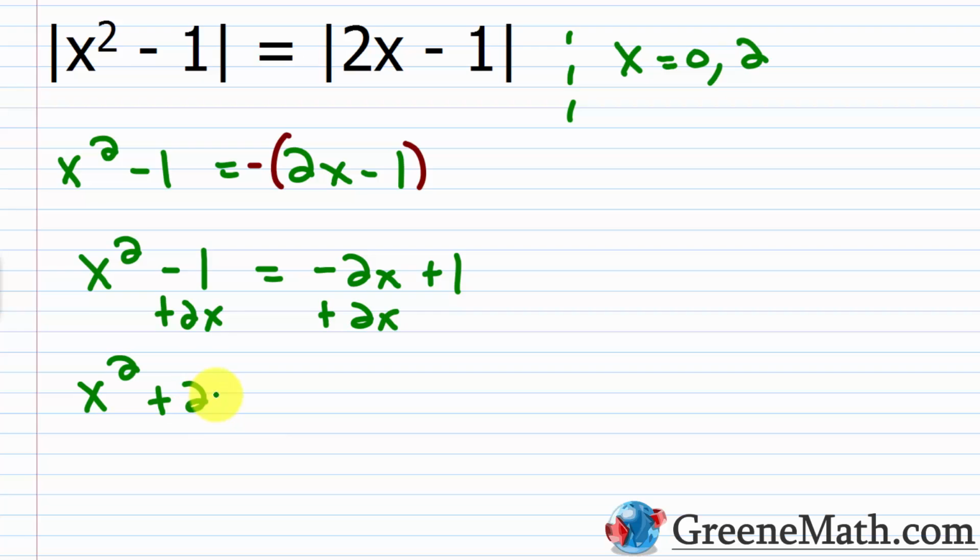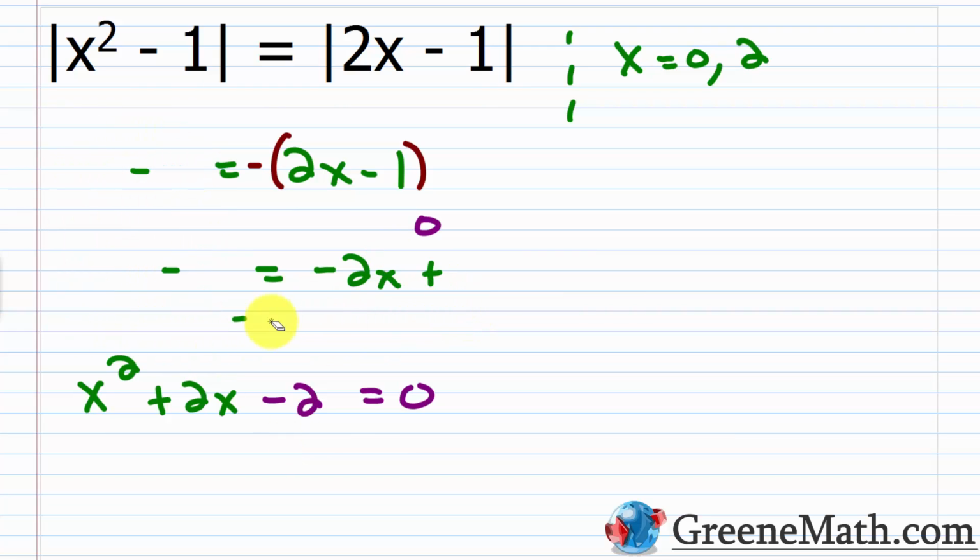So plus 2x, subtract 1 away from each side of the equation. So over here, again, this is 0, and then -1 minus 1 is -2. This equals 0. So can we solve this with factoring? No, this guy isn't going to be factorable. So let's go ahead and set up our quadratic formula.